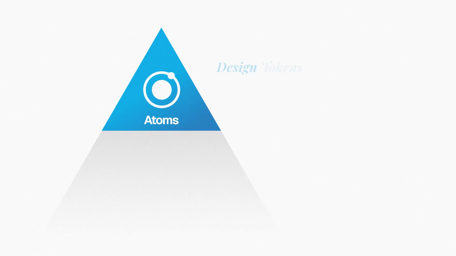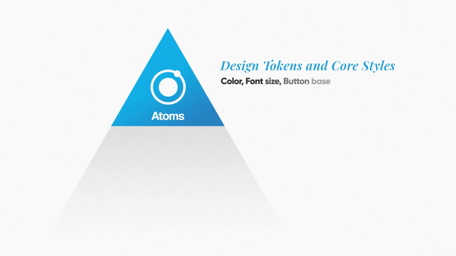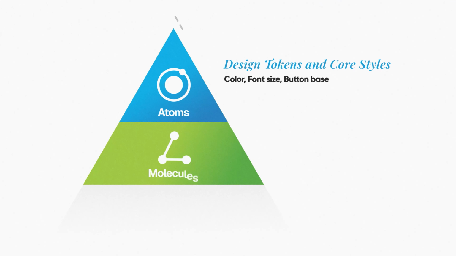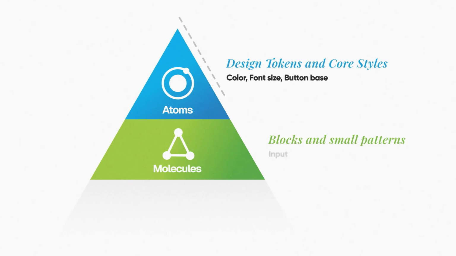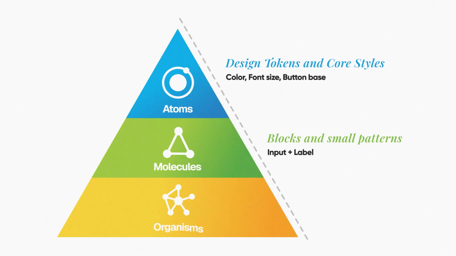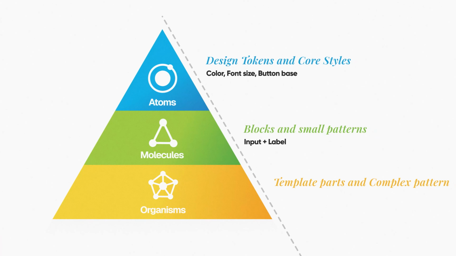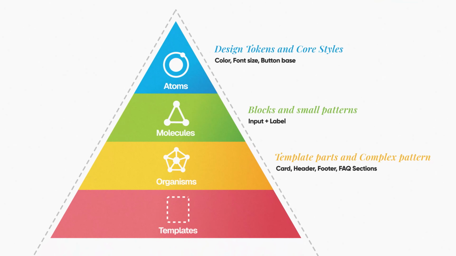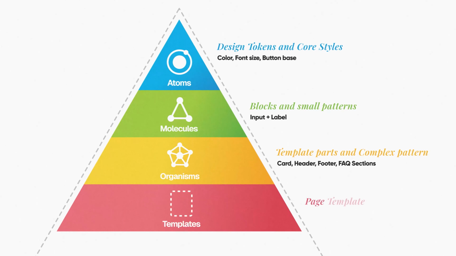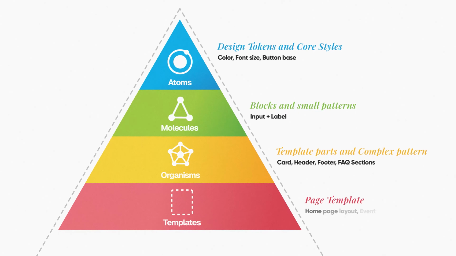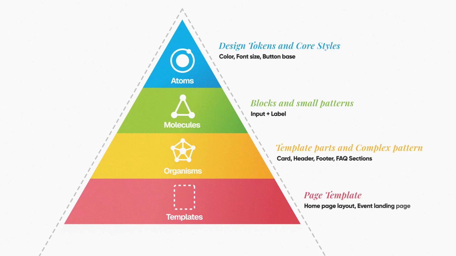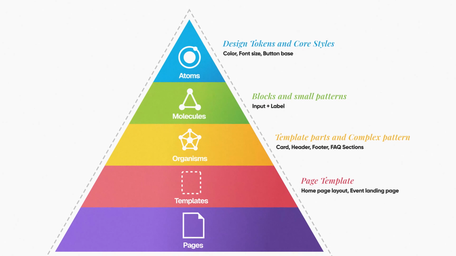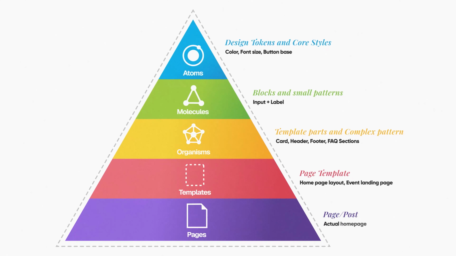So in summary, here's how everything in the Atomic design system maps to WordPress. At the atom level, we have design tokens and core styles such as colors, fonts, buttons. The molecule level gives us blocks and small patterns like inputs and labels. The organism level includes template parts and complex patterns like cards, headers, footers, FAQs. And then we have templates, which govern the layout of specific pages. You might have one for your homepage, maybe one for an event landing page, or even an archive. And then within those pages and posts is where you control the actual layout.